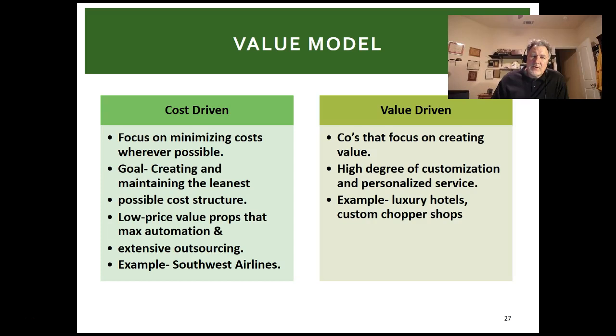Okay, so let's talk about model and value model in terms of cost. So you can have a cost-driven model. Southwest is a good example. You focus on minimizing costs wherever possible. You want to create and maintain the leanest organization and cost structure possible. Kindred's a very good example, the company that does drug development up in the Bay Area. Generic drug companies do this as well. And what you look at are low-price value propositions that maximize automation and extensive outsourcing. And I mentioned Southwest.